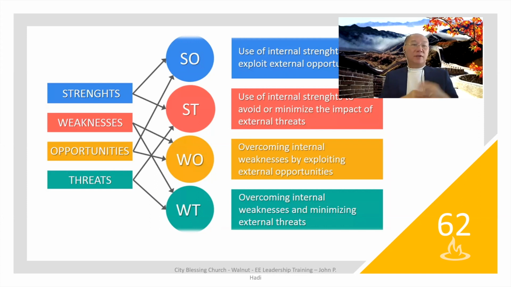What happens if there are weaknesses with opportunities? If you have weaknesses, but there's an opportunity, what do you have to do? You first have to overcome, or counter, the weaknesses, and then improve upon that by exploiting the external opportunities. When you're talking about weaknesses and the threat, now you have to overcome your internal weaknesses and minimize the external threat. So that's the green one. The bottom one is the one that has a lot of work to do.